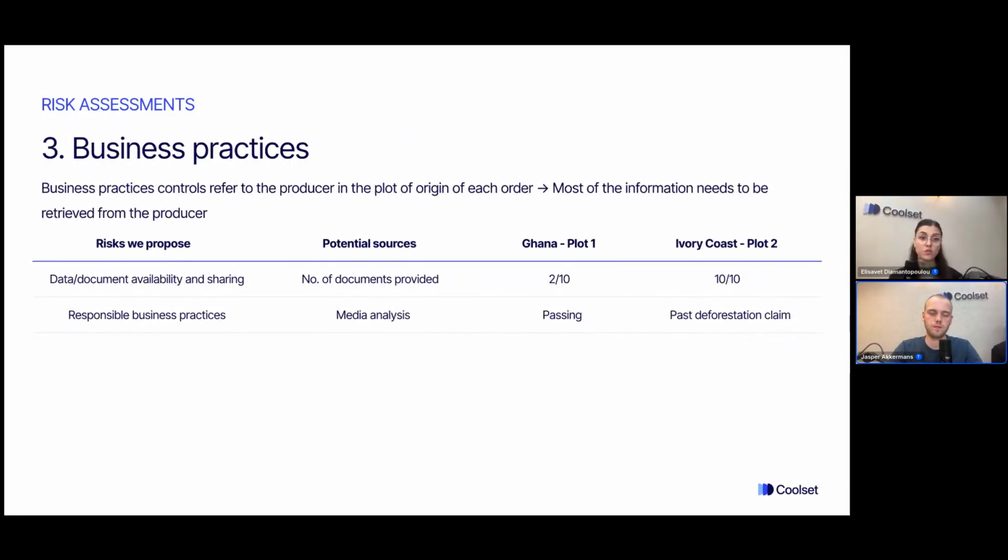Then when we're moving on to business practices, some of the most important things to take into consideration are data and document availability, and responsible business practices. To do this, you can check how many of the documents that you expect to receive. And when it comes to business practices, one of the best ways to do it is to run a media analysis. If we take this example now of Ghana and Ivory Coast, we can see that Ghana didn't provide all the documents that were needed, but just the legality ones, while in the case of Ivory Coast, the problem is that there was a past deforestation claim, for example.